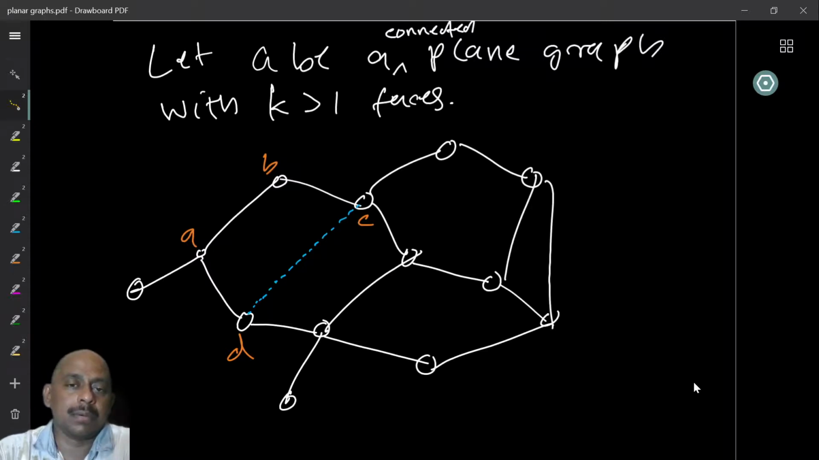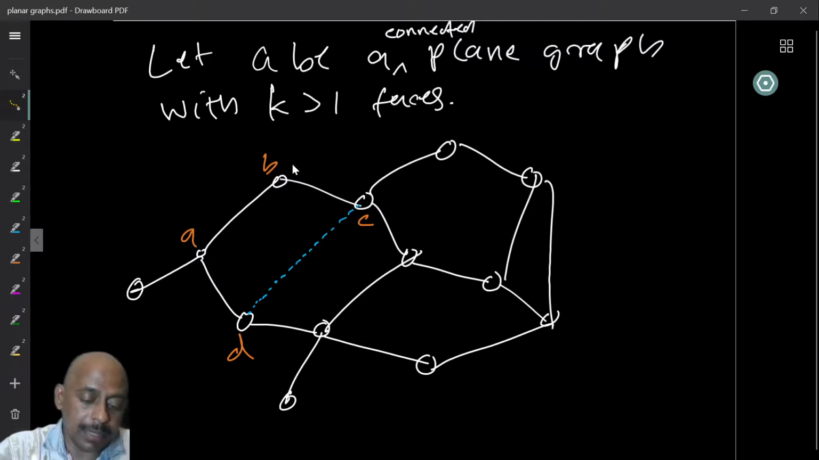Okay. So what we will do is assume that the graph has k greater than 1 faces, and then we will consider the cycles in this graph. Because if there is no cycle, we know that there is only one face. So take any face boundary of a bounded face, for example, the A, B, C, D face here in this graph.